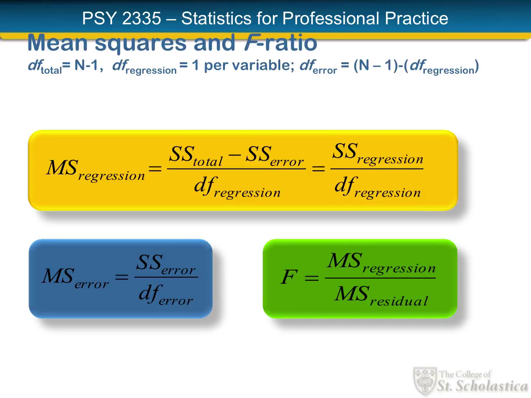Our analysis of regression test is completed when we have those two mean squares, the one for regression and the mean square for error. When we take those two mean squares and divide them, the regression on the top, the residual or error on the bottom, we get our F statistic.